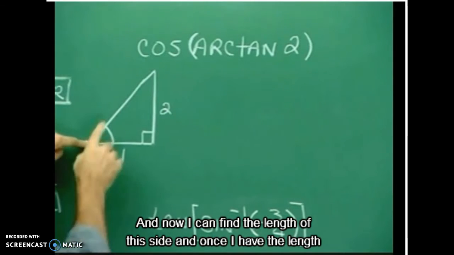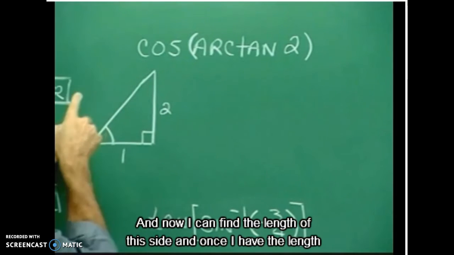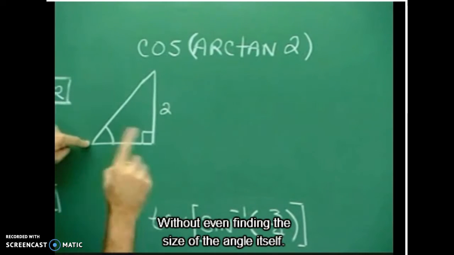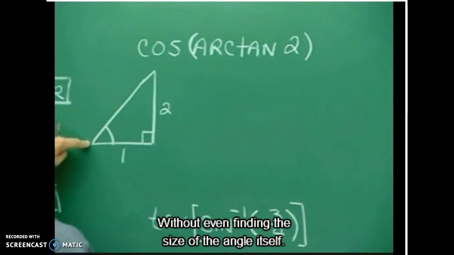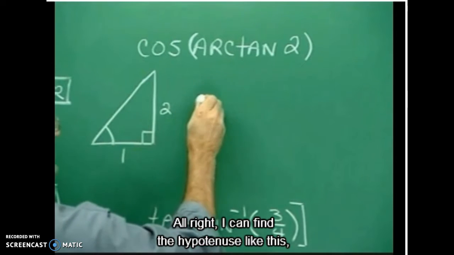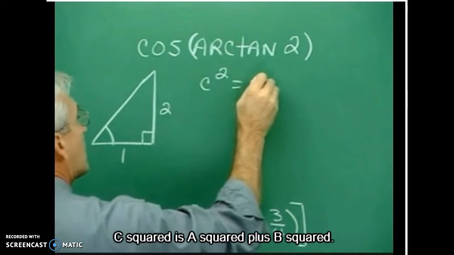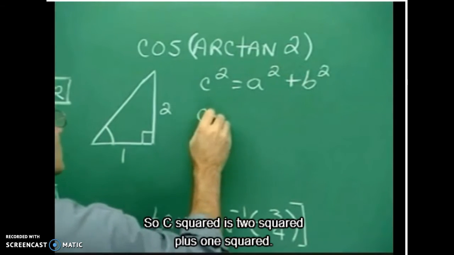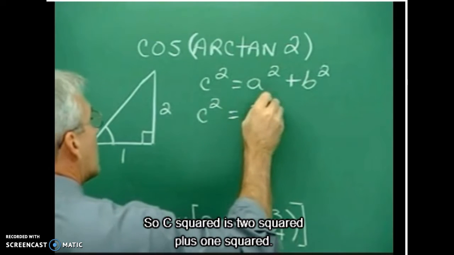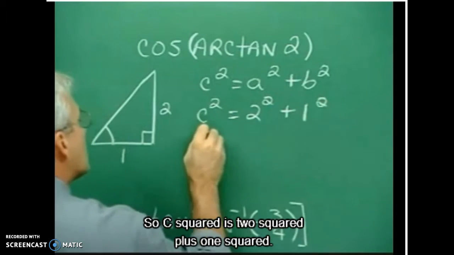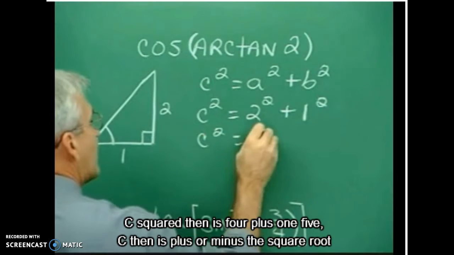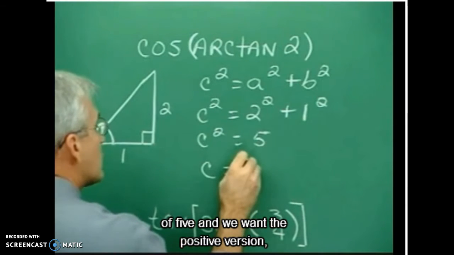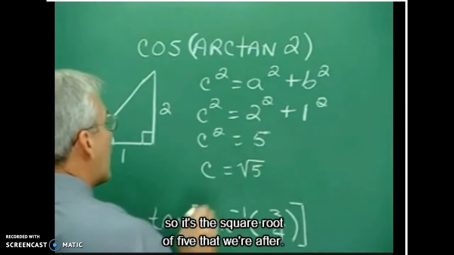And now I can find the length of this side. And once I have the length of this side, I can find the cosine of that angle, you see, without even finding the size of the angle itself. All right, I can find the hypotenuse like this. C squared is A squared plus B squared. So C squared is 2 squared plus 1 squared. C squared then is 4 plus 1, 5. C then is plus or minus the square root of 5, and we want the positive version, so it's the square root of 5 that we're after.